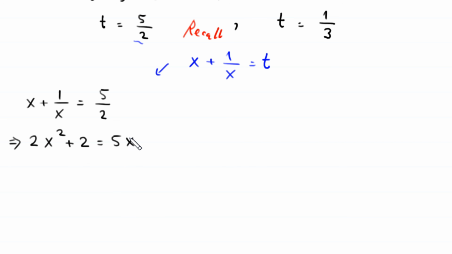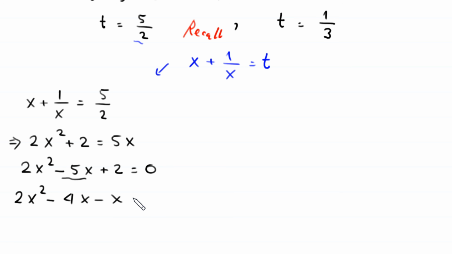Move this 5x to the left hand side, this will become 2x squared minus 5 times x plus 2 equal to 0. Now this is a quadratic equation and is factorable. We write this 2x squared, and we break this negative 5x into two terms, negative 4 times x minus x plus 2 equal to 0.